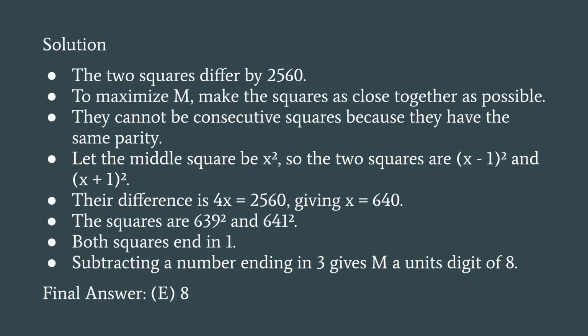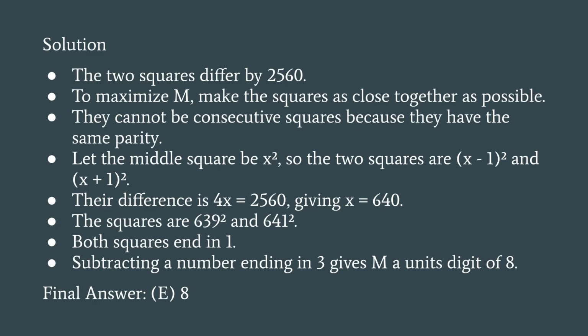They cannot be consecutive squares because consecutive squares always have opposite parity, while m plus 1213 and m plus 3773 clearly have the same parity. Therefore, the closest they can be is with exactly one square in between them. Let that middle square be x squared. Then the smaller square must be x minus 1 squared, and the larger square must be x plus 1 squared.